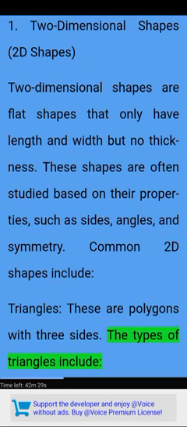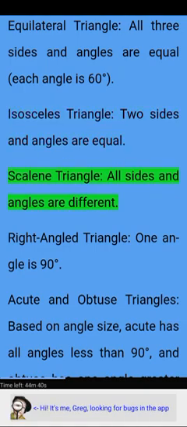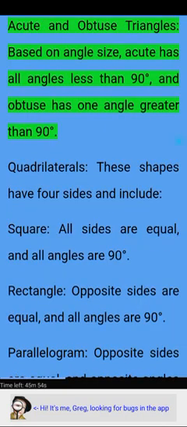The types of triangles include equilateral triangle. All 3 sides and angles are equal. Each angle is 60 degrees. Isosceles triangle. 2 sides and angles are equal. Scalene triangle. All sides and angles are different. Right-angled triangle. One angle is 90 degrees. Acute and obtuse triangles. Based on angle size, acute has all angles less than 90 degrees, and obtuse has one angle greater than 90 degrees.